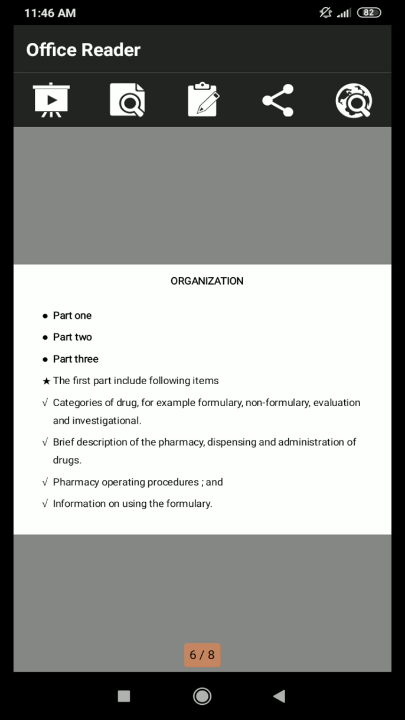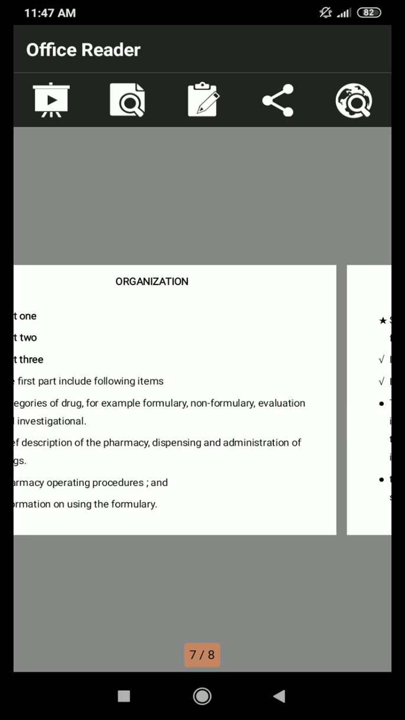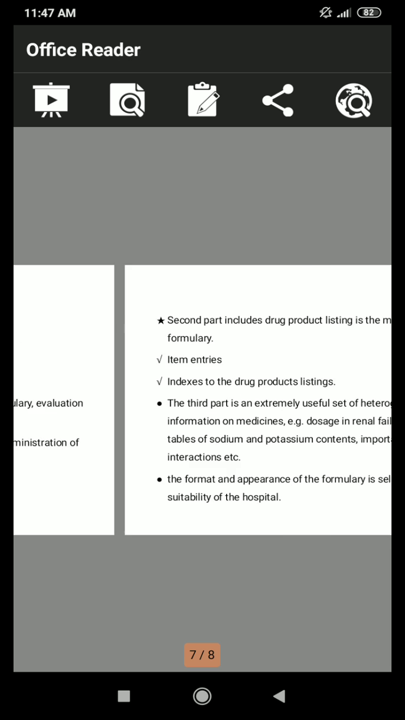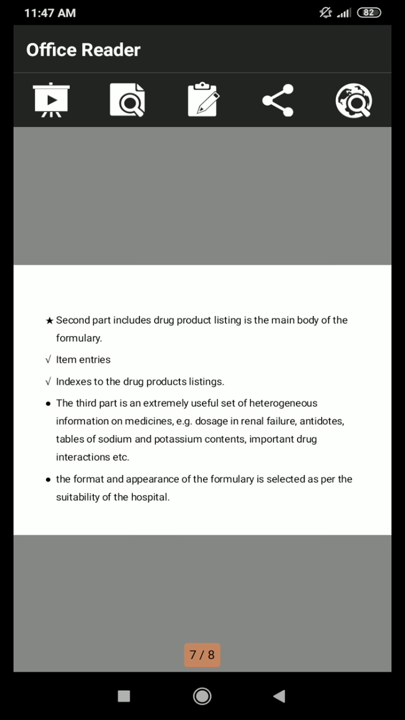Then the second part includes the drug products listings, which is the main body of the formulary. First is item entries and second is the indexes to the drug products listing. Each formulary item will have a descriptive entry. The entry will vary in length and content depending on the extent to which the provision of information and advice is considered necessary or desirable.